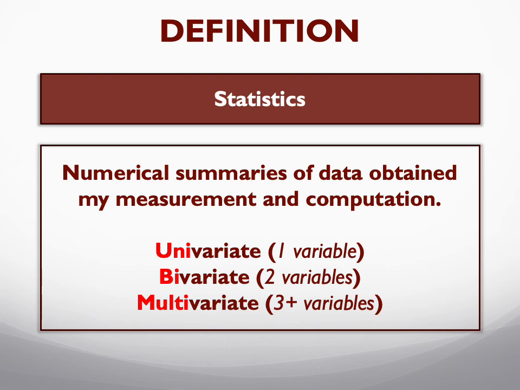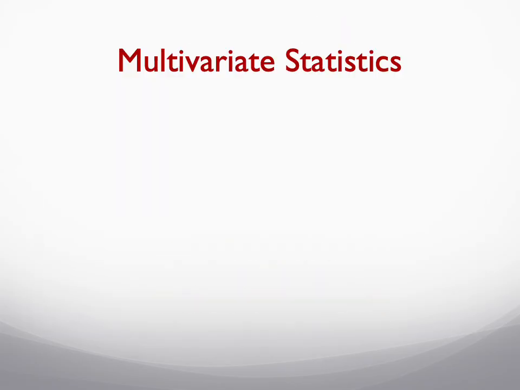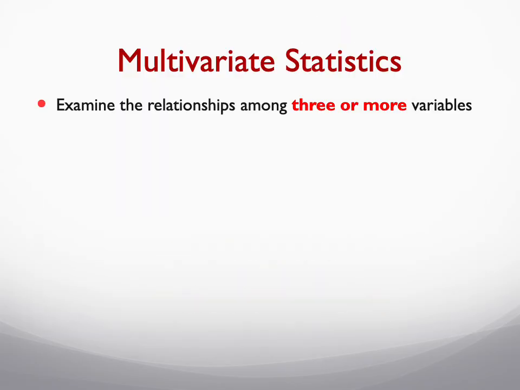In doing so, we're going to recap a bit about the basics and logic of bivariate statistics so we can understand what multivariate statistics are able to tell us and inform us about that bivariate statistics cannot. So as I said, multivariate statistics are going to examine the relationships among three or more variables. As with bivariate statistics, we can look at both relationships and differences.